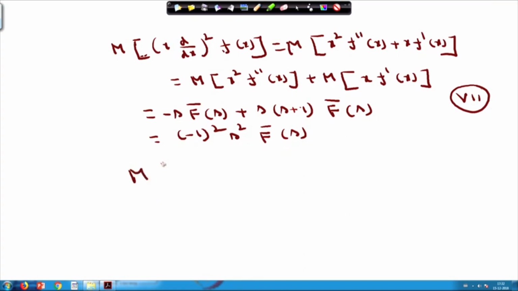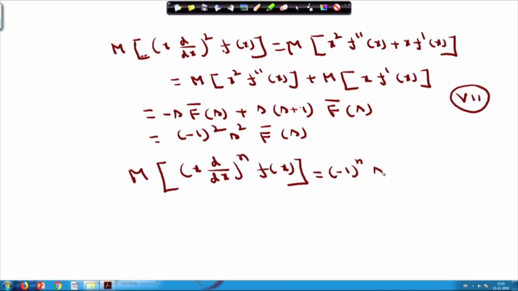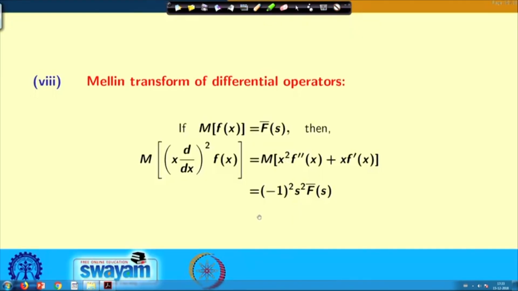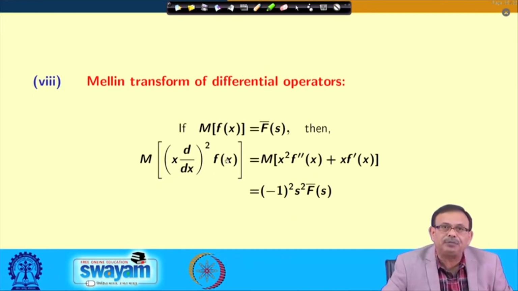In general, again in the same way, if you proceed, then you can write down x d dx whole to the power n of f x equals minus 1 whole to the power n s to the power n into F bar s. This I can prove. Therefore, Mellin transform of x d dx whole to the power n f x equals minus 1 to the power n s to the power n F bar s. So, just see here, I had to prove this thing.